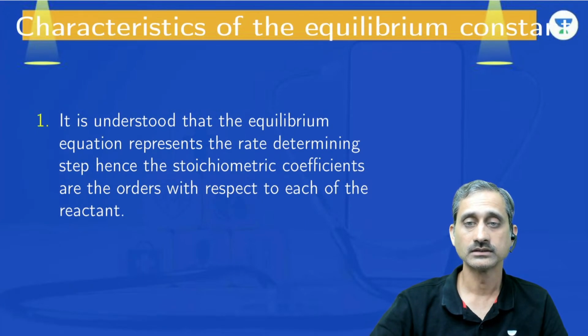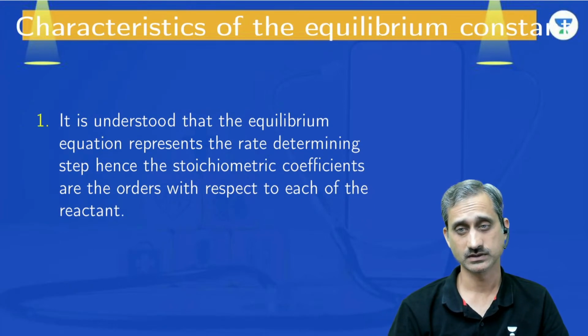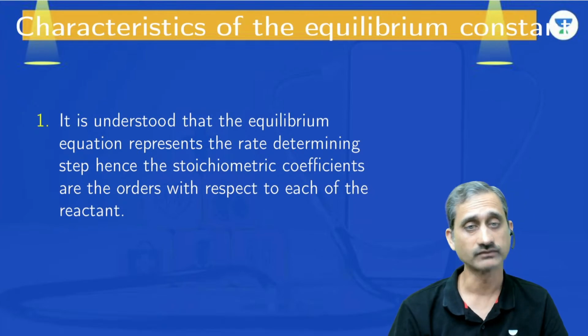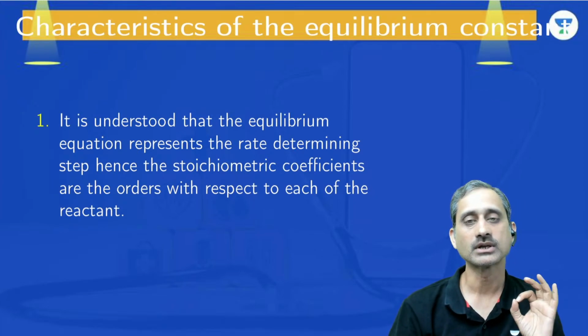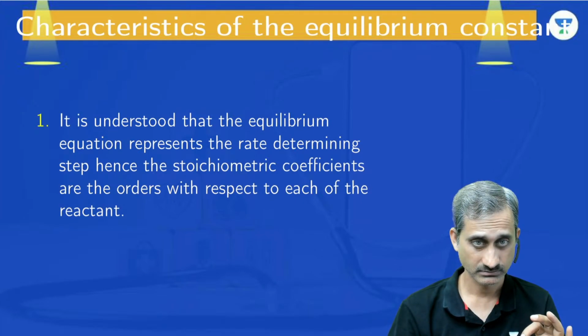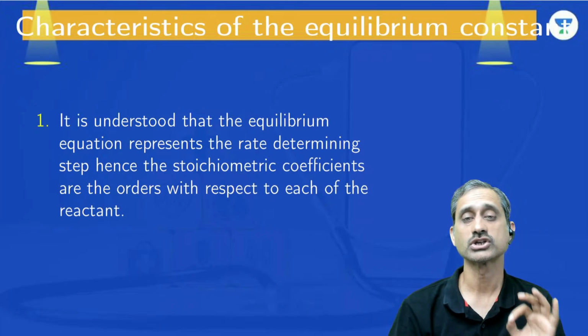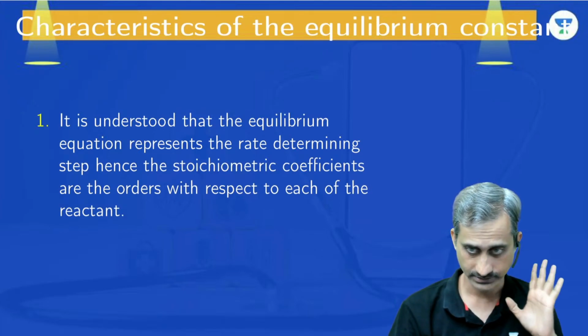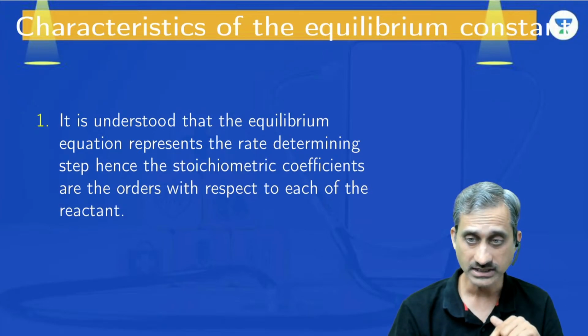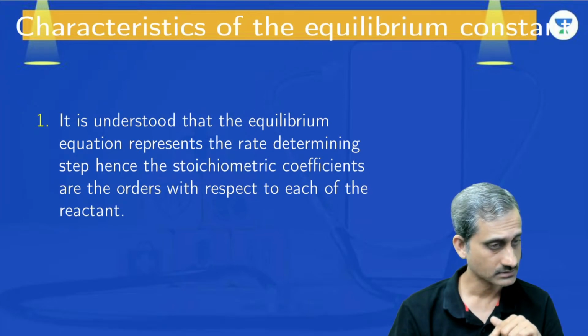Fine. So just remember. Now let's talk about the characteristics of the equilibrium constant. What are the various characteristics of the equilibrium constant? The very first thing: the equilibrium equation represents the rate determining step. Hence, the stoichiometric coefficients are the orders with respect to each of the reactants that are used in the equilibrium constant. Is it okay?